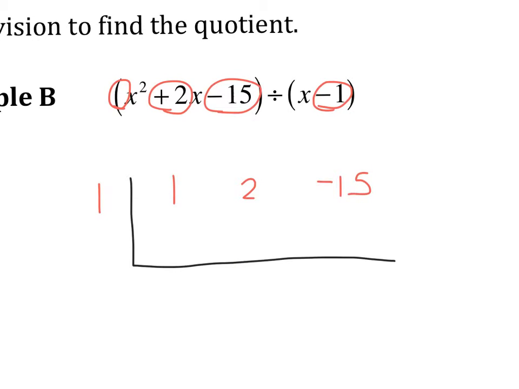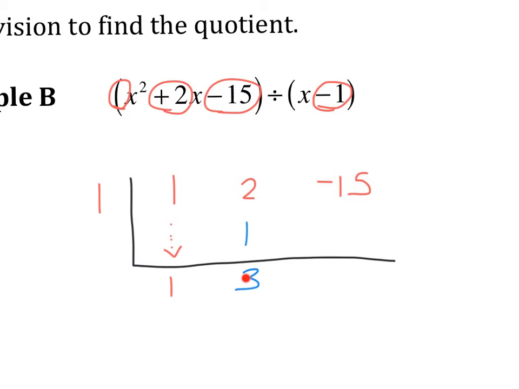First step is to always drop down the first one, so the 1 comes down. Now we multiply and bounce the result over. So here is a 1. 1 times 1 is 1. And now we add these two together here to get 3. And now we repeat.